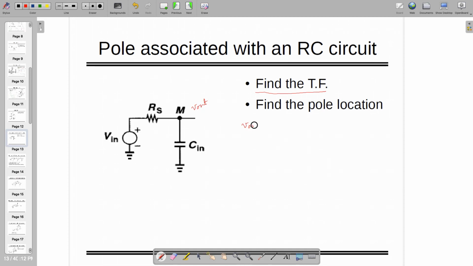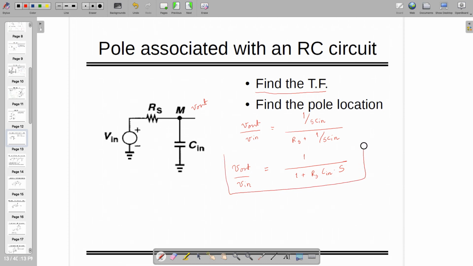It's V out by V in is equal to 1 by SC in divided by RS plus 1 by SC in, and that is going to give me 1 divided by 1 plus RS C in S, where S is the Laplace operator, right? So this is the transfer function, V out by V in. You got it? So if you got this transfer function, I'm asking a simple question. You have to find out the pole associated with this particular transfer function.